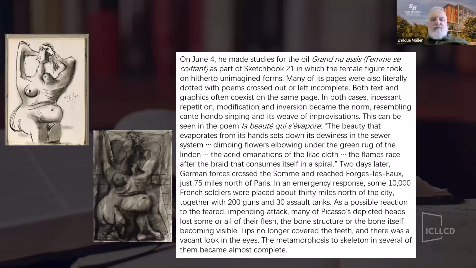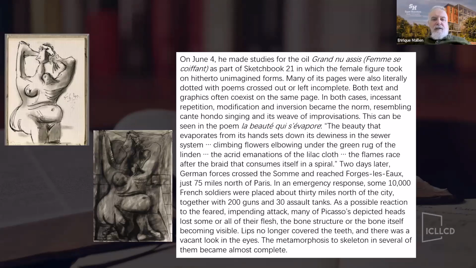Two days later, German forces crossed the Somme and reached a town just 75 miles north of Paris. In an emergency response, 10,000 French soldiers were placed about 30 miles north of the city, together with 200 guns and 30 assault tanks.